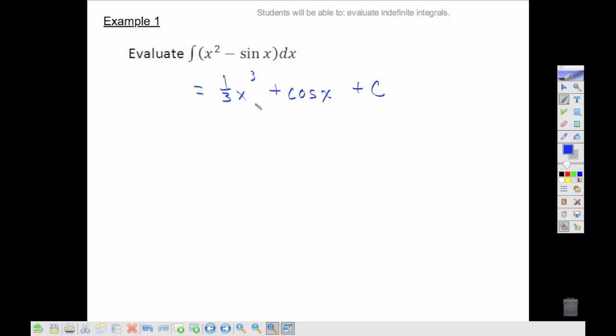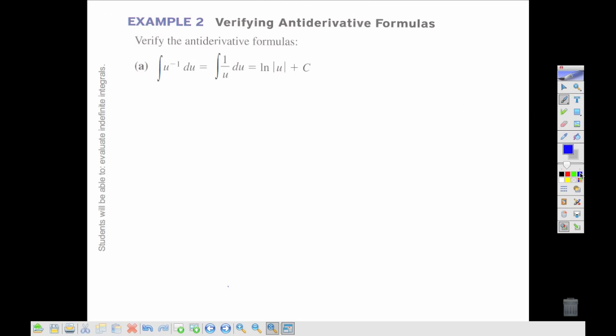Now, if we want to double check these and make sure they're right, we can go back and take a derivative of that: 3 times 1/3, and subtract our exponent by 1, so x squared. Derivative of cosine is negative sine of x. And then the c becomes 0, so we know that we've done this correctly because when we take the derivative, we get the integrand.